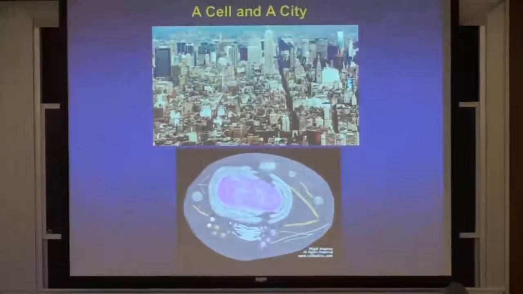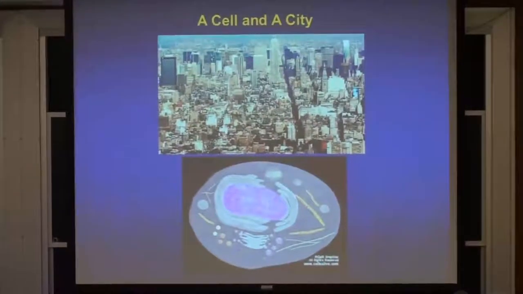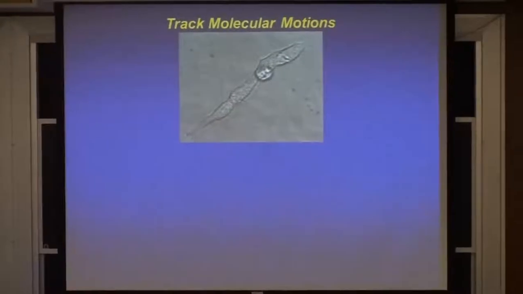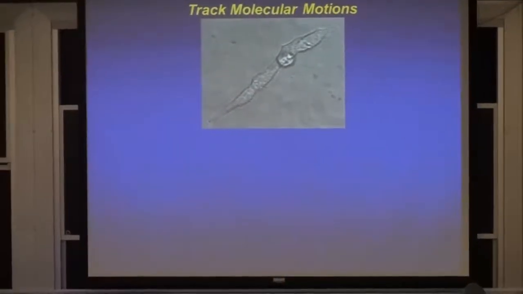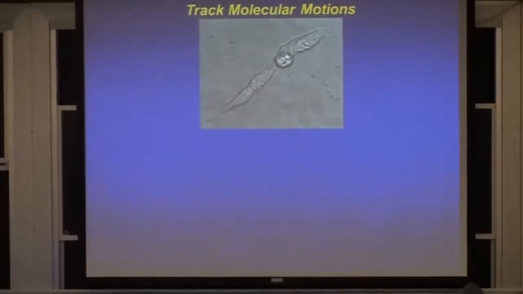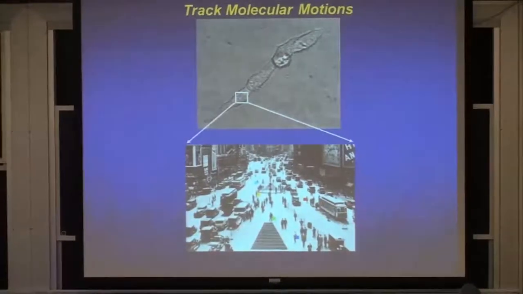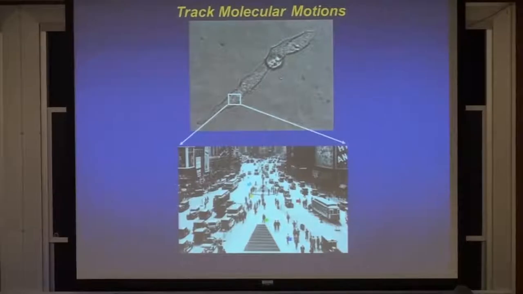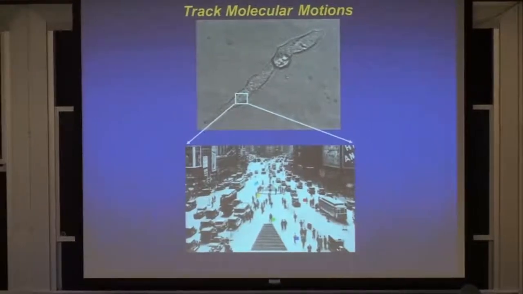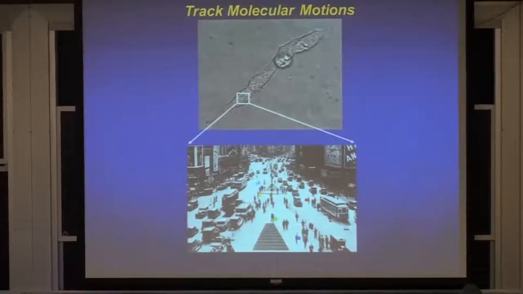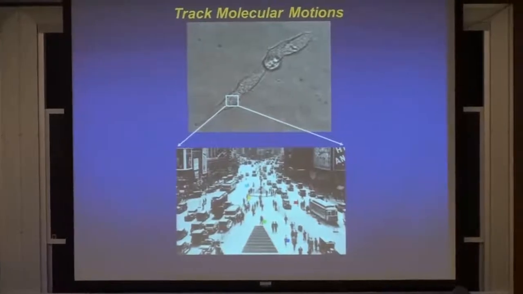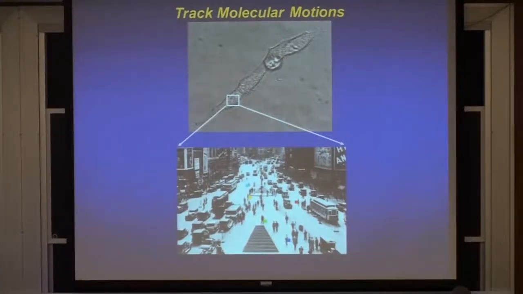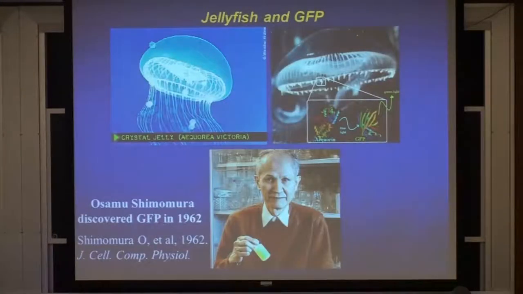So how can we visualize these molecules in a living cell? If you look under a microscope, probably you don't see much if you don't use other techniques. Then how can we visualize different molecules? If you can imagine that's what's happening inside the cell, how can we visualize different molecules with different colors? For this purpose, I want to introduce GFP and jellyfish.